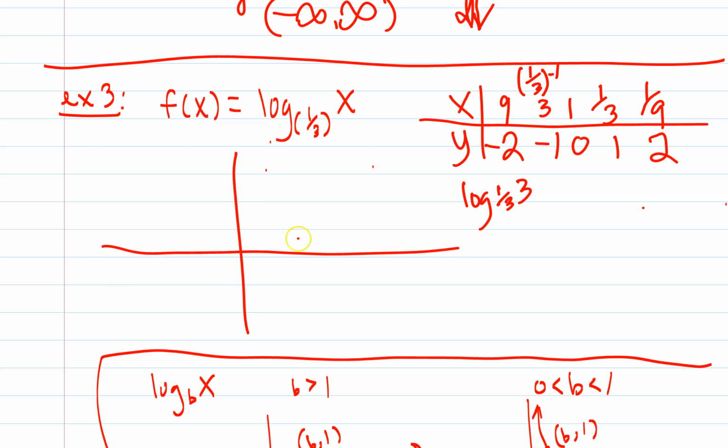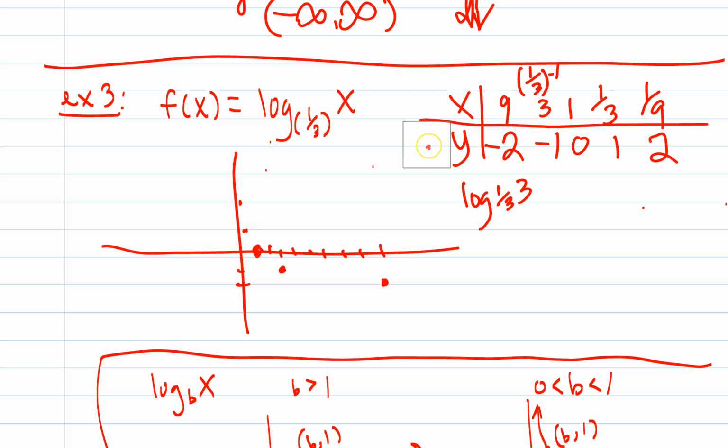I end up with 1, 2, 3, 4, 5, 6, 7, 8, 9. Goes to negative 2. 3 goes to negative 1. 1 goes to 0. 1/3 goes to 1. 1/9 goes to 2.